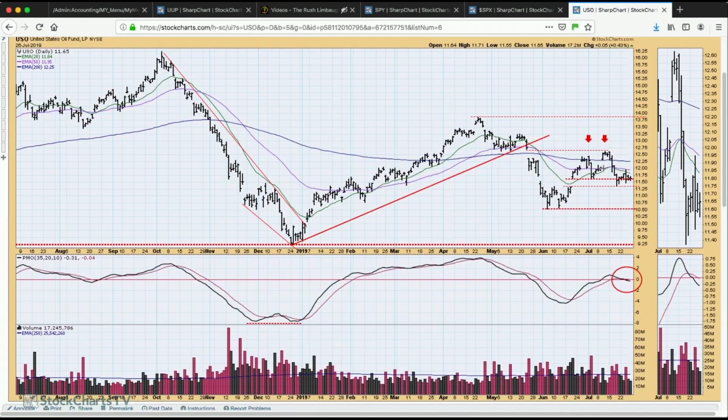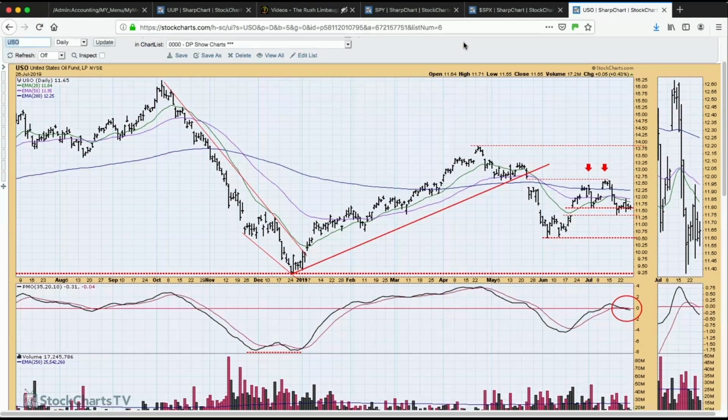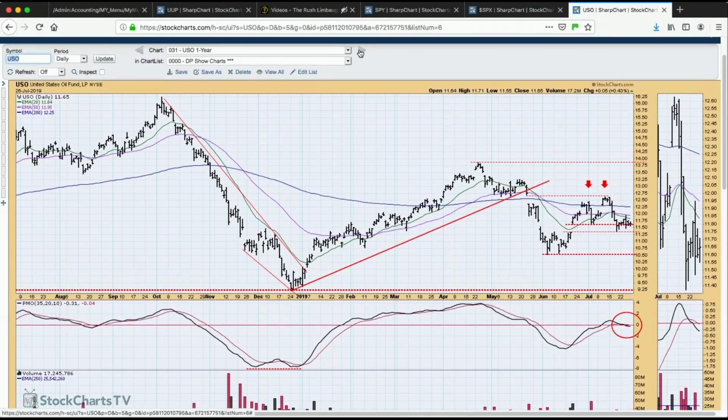Here's USO oil. We broke down from a double top confirmation line here, but it got back up above it. I'm still thinking that it's going lower, just taking its time about it. Yeah, I think you could even make a case in the very short term for a reverse flag. Yeah, I see that.